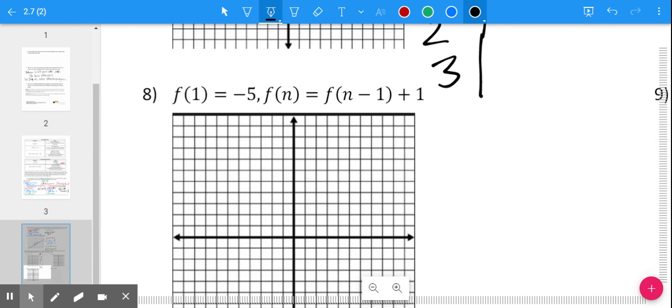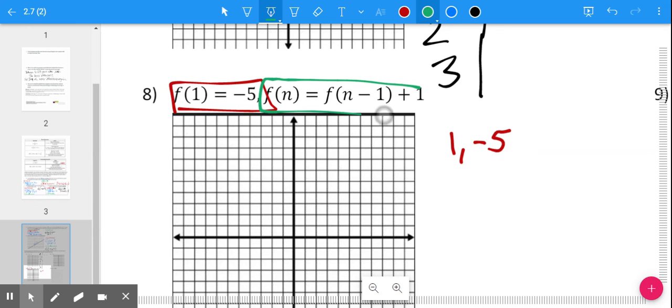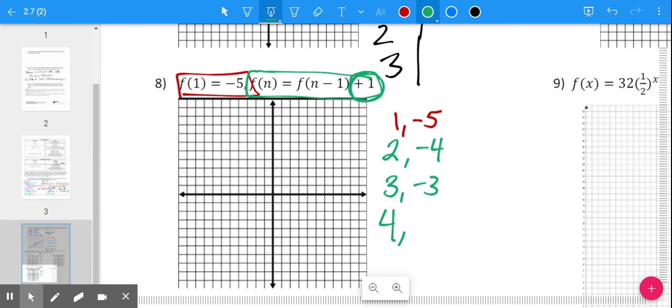So this one, our first term, so this means right here, this means that our ordered pair is 1, -5. The second half of it is a recursive formula. So it says our common difference is that we're adding 1. So our second term would be 1 more than -5, which is -4. Our third term, we would add 1 again, get -3. Our fourth term, add 1 again, get -2. And those would be the ordered pairs that make up your line.